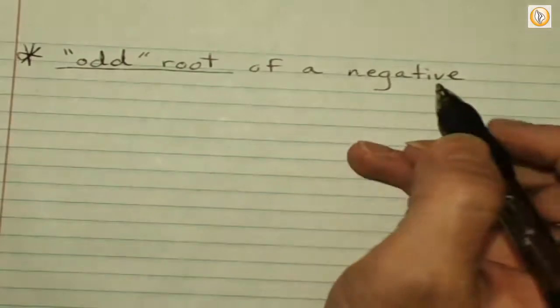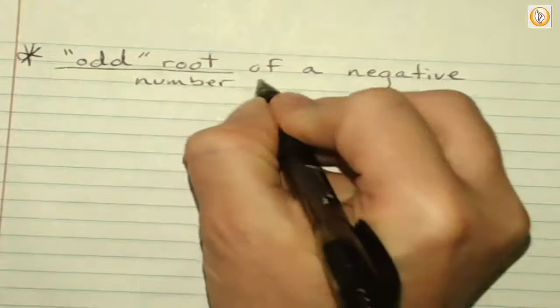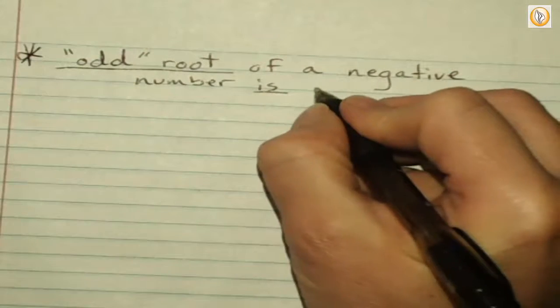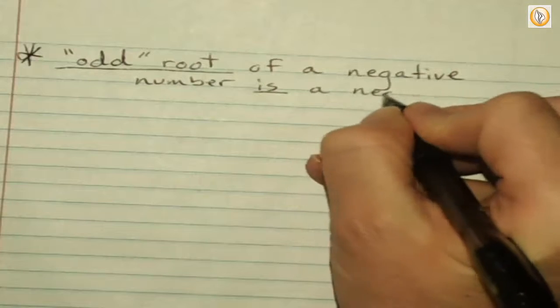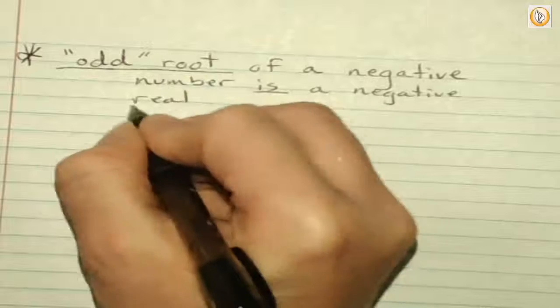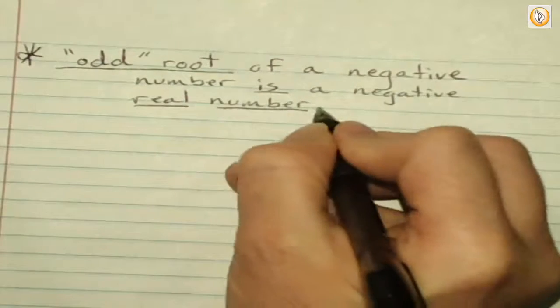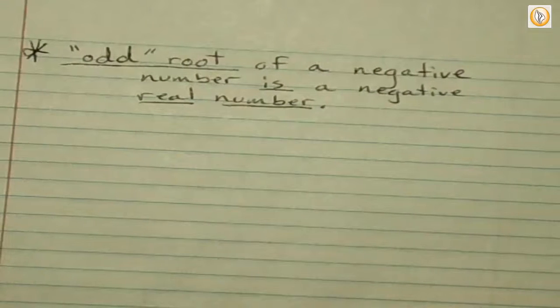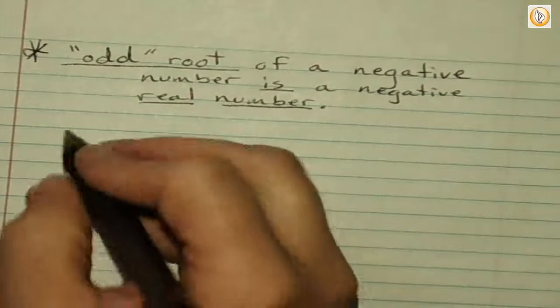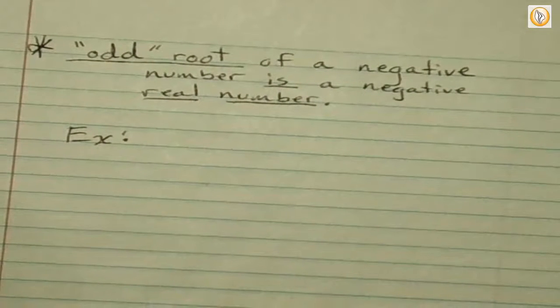Odd root of a negative number is a negative real number. So it works, and I'll show you why. So odd root of a negative number is a negative real number. I'll wait for y'all to catch up.